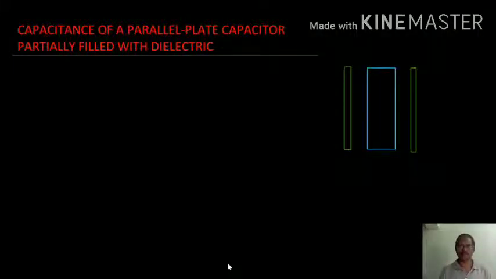Hello students, today we will discuss the capacitance of a parallel plate capacitor partially filled with dielectric. Initially, the capacitor is connected with a battery. It is charged with Q.